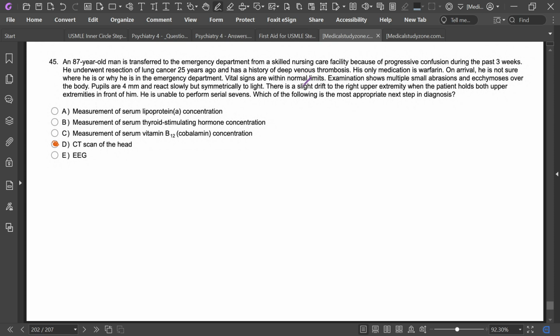Pupils are 4 mm, so I think normal, and react slowly but symmetrically to light. There is a slight drift to the right upper extremity when the patient holds both upper extremities in front of him. He is unable to perform Serial 7s. Which of the following is the most appropriate next step in diagnosis?